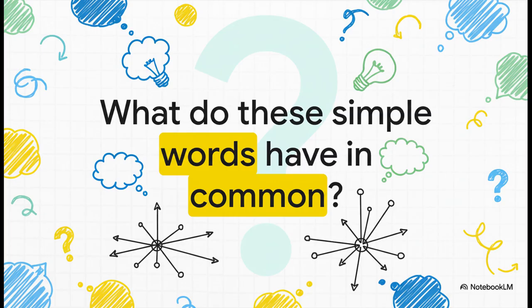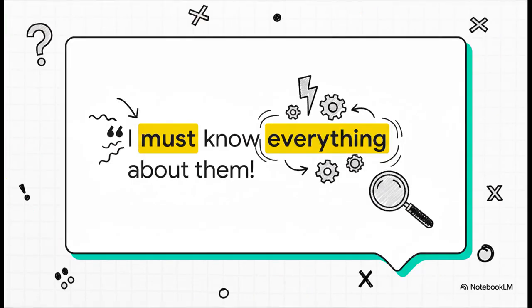I'm about to show you a couple of sentences, and what I want you to do is just focus on one specific highlighted word in each one. Ready? Okay, first up, here's the sentence. I must know everything about them. See that word must? It's not just a simple action, right? It's adding this whole other layer of meaning, like a really strong sense of obligation or necessity.